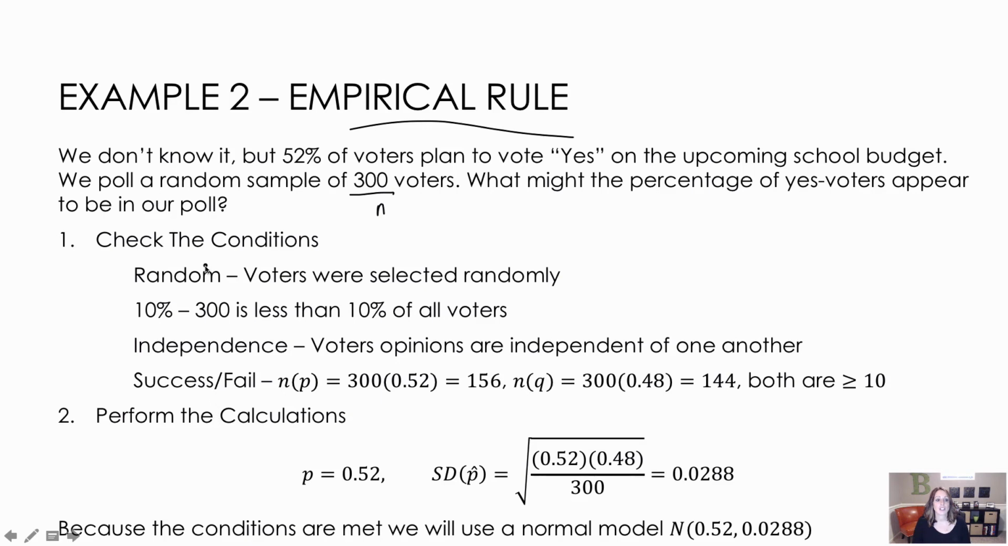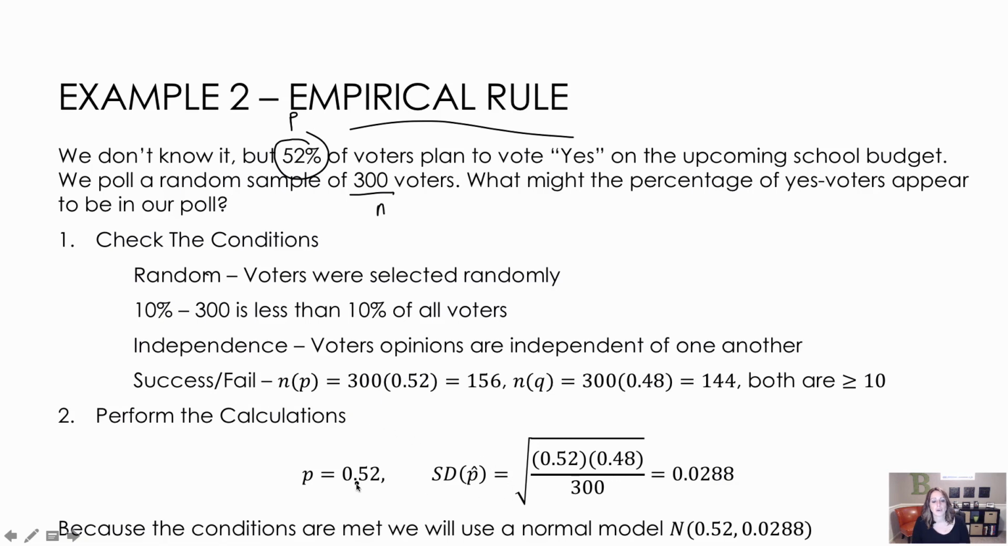So we check the conditions. Voters are selected randomly. 300 is less than 10% of all voters. Independent, voters' opinions are independent of one another. And then success/fail, this is my P. So of course 300 times 0.52, my Q would be 1 minus that, which is 0.48. Both of those values are over 10, so I can continue. Again, because the conditions are met, I can use a normal model.